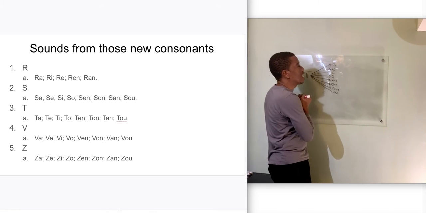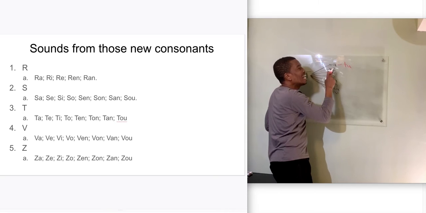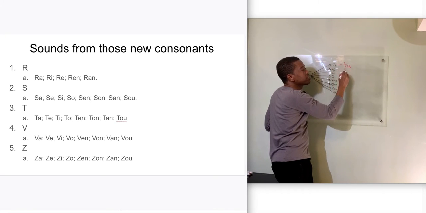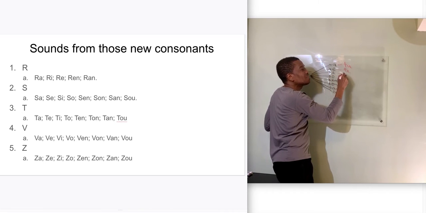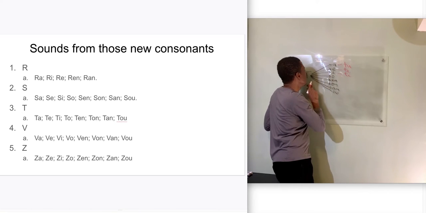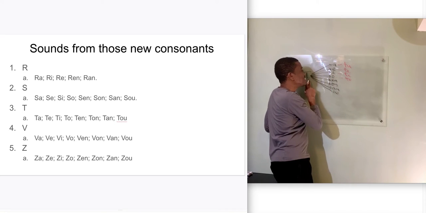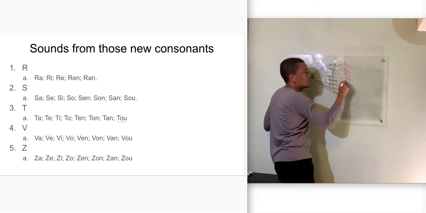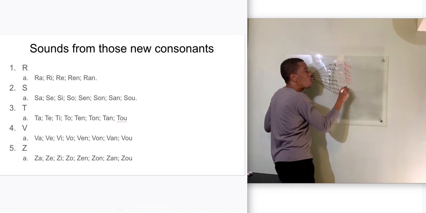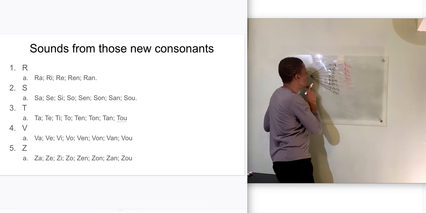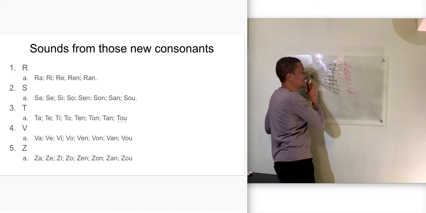T, A gives us ta. T, E gives us te. T, I gives us ti. T, O gives us to. T, en gives us ten. T, on gives us ton. T, un gives us ten. T, ou gives us tou.